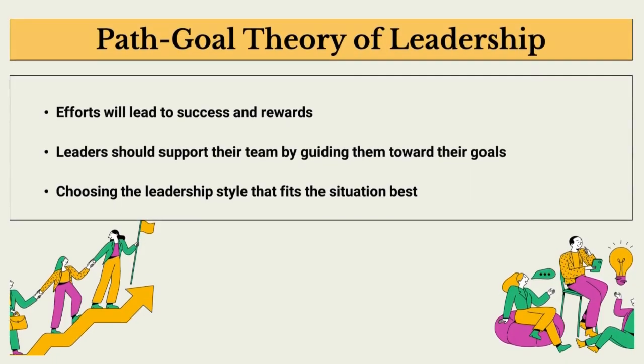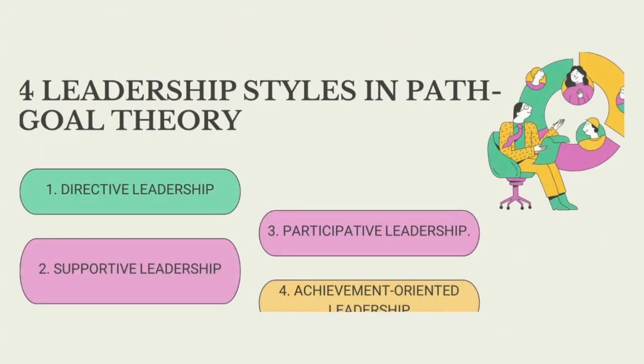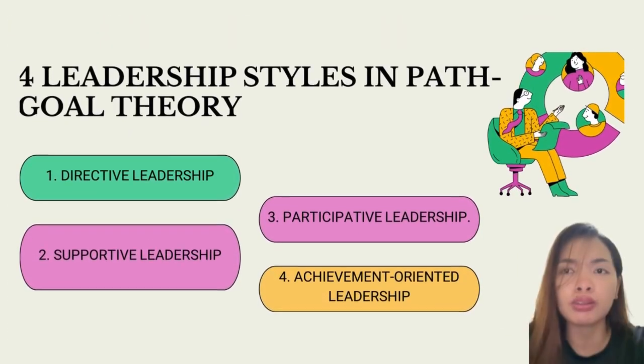The path goal theory he developed is based on the idea that people are more motivated when they believe their efforts will lead to success and rewards. This comes from what's called expectancy theory. Later in the 1990s, House updated and improved the theory, but the main message stayed the same. Leaders should support their team by guiding them toward their goals and choosing the leadership style that fits the situation best. There are four leadership styles in path goal theory.